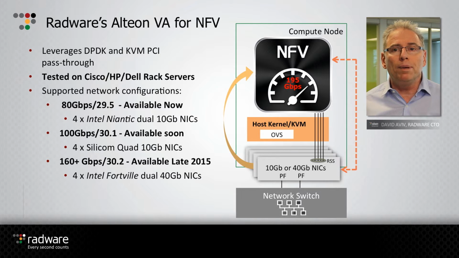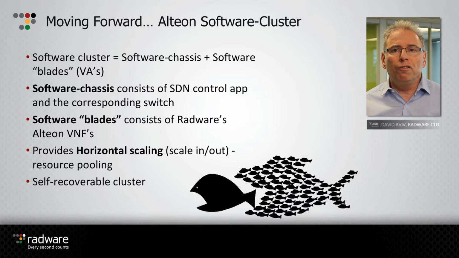And soon we will be getting into the domain of 160 Gbps with the new Intel Fortville network interface cards. How do we move forward having such large virtual appliances? Well, as we do know, the appetite in the mobile environment calls for larger virtual appliances. So at Radware, we innovated with a new approach called the software cluster.